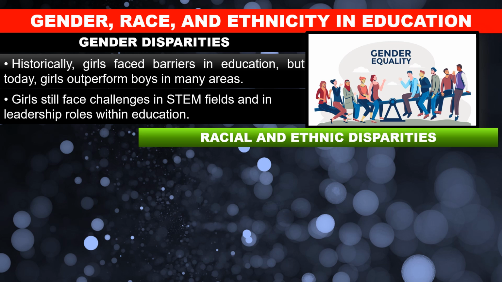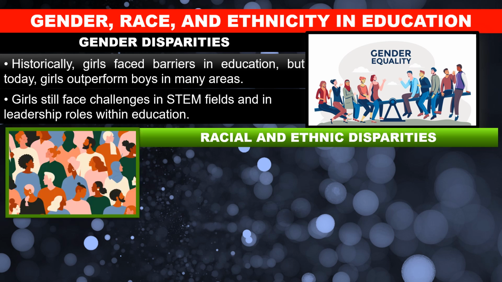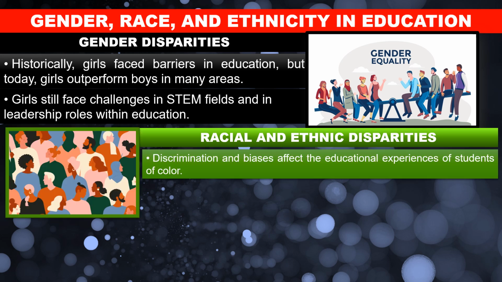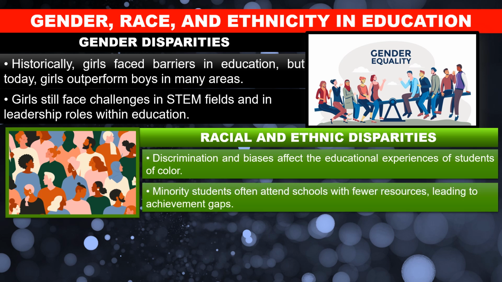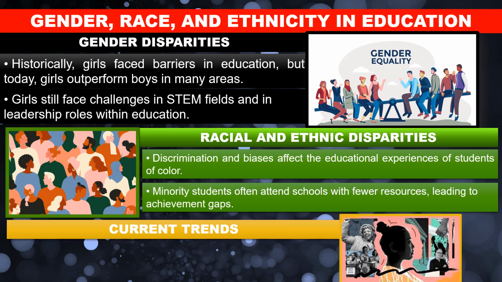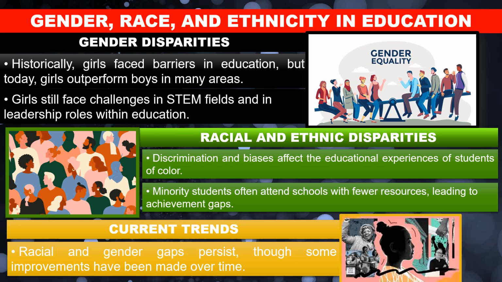Racial and ethnic disparities. Discrimination and biases affect the educational experiences of students of color. Minority students often attend schools with fewer resources, leading to achievement gaps. Current trends: racial and gender gaps persist, though some improvements have been made over time.